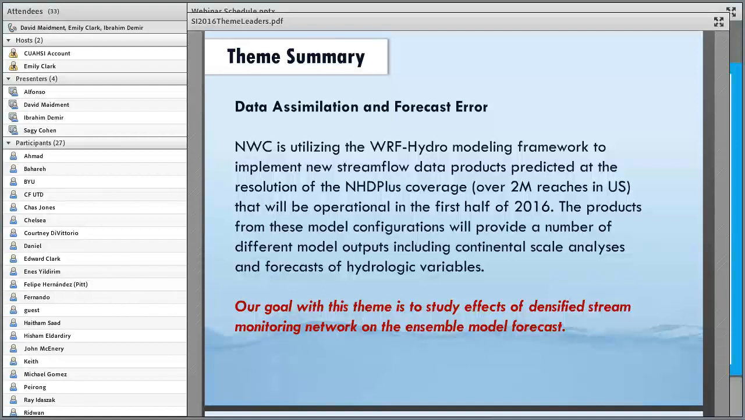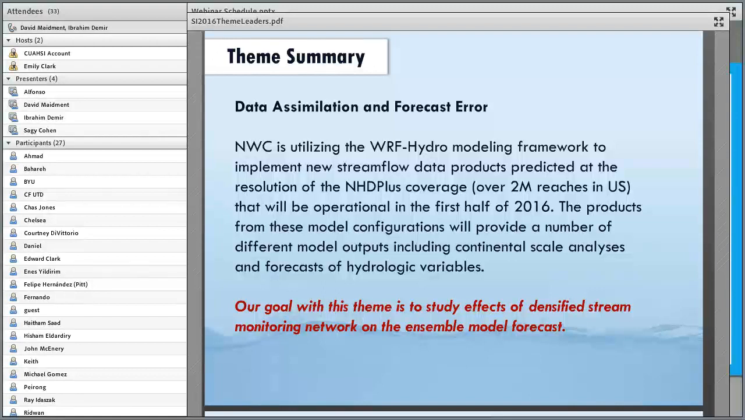That's better. Okay. So our goal with this team is to study the effects of densified stream monitoring networks, similar to what Sarah talked about, but for the ensemble model forecast for the streamflow prediction. And the National Water Center is utilizing the WRF-Hydro modeling framework to implement the new streamflow prediction products at the resolution of NHDPlus coverage, which is actually over 2 million reaches in the U.S. And it's going to be operational hopefully in the first half of 2016.